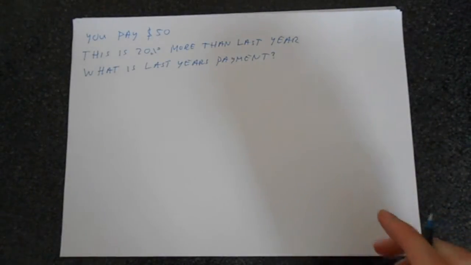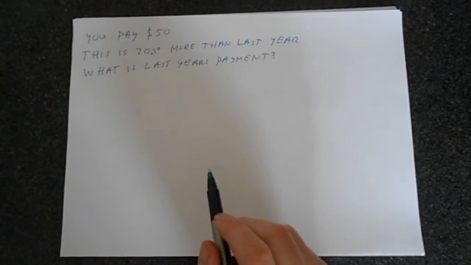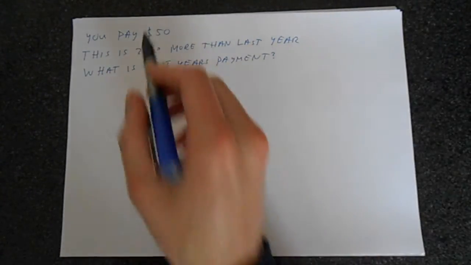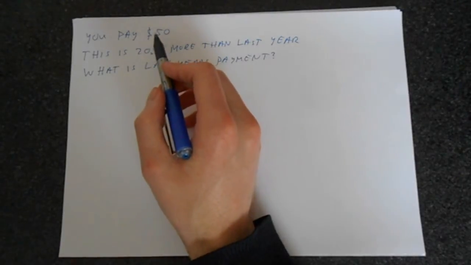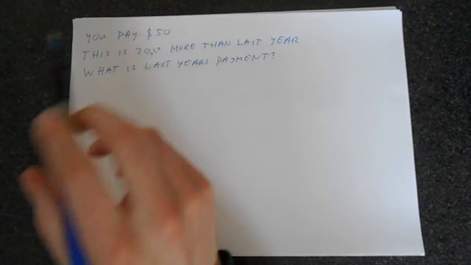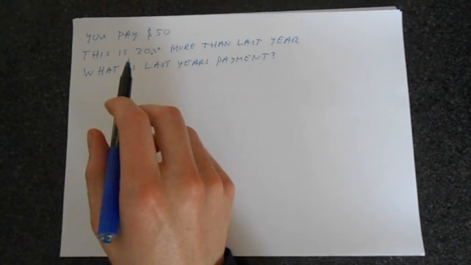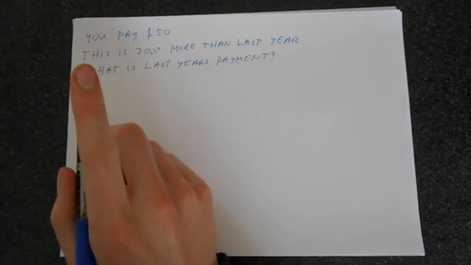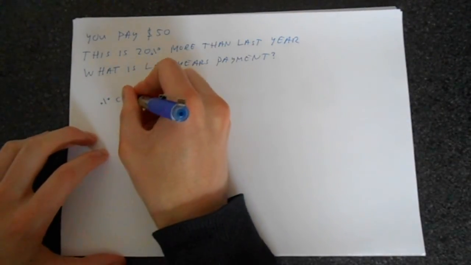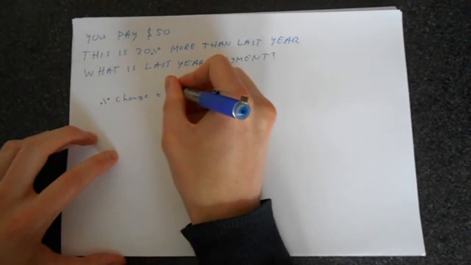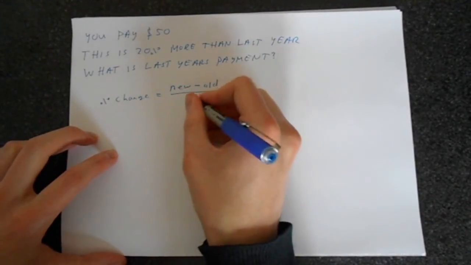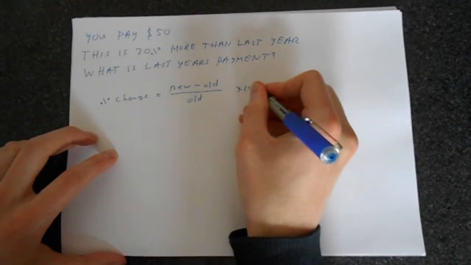They say, oh, we'll just take 20% off this. That's completely wrong, don't ever do it. Don't just times this by 80%, percentages don't work that way. They work in more complicated ways. And so the correct way to do it is to use this formula. Percentage change equals new minus old divided by old times 100.